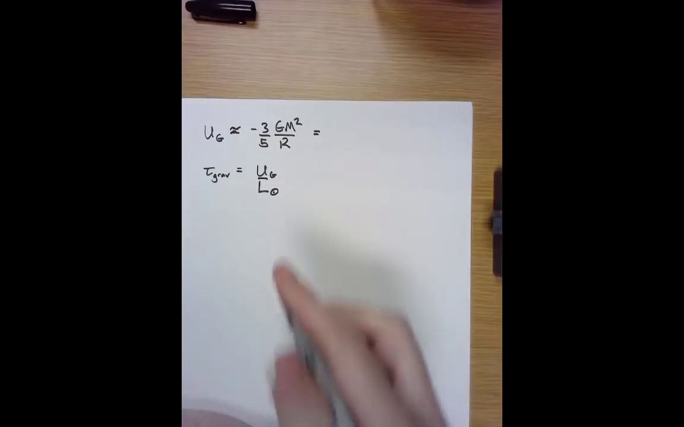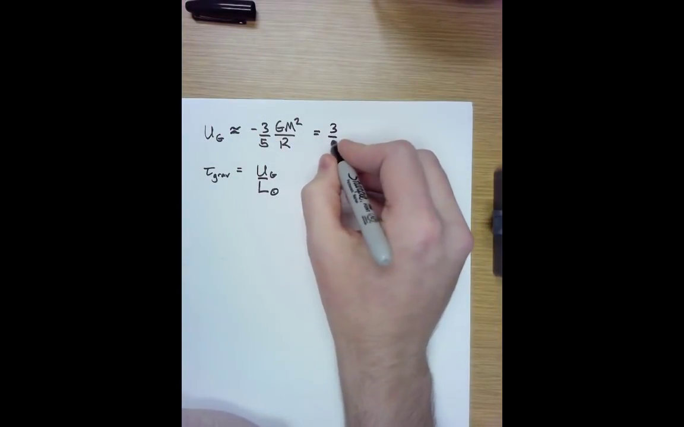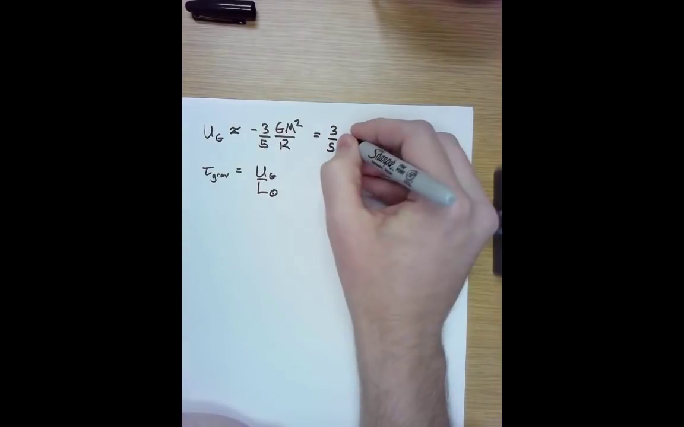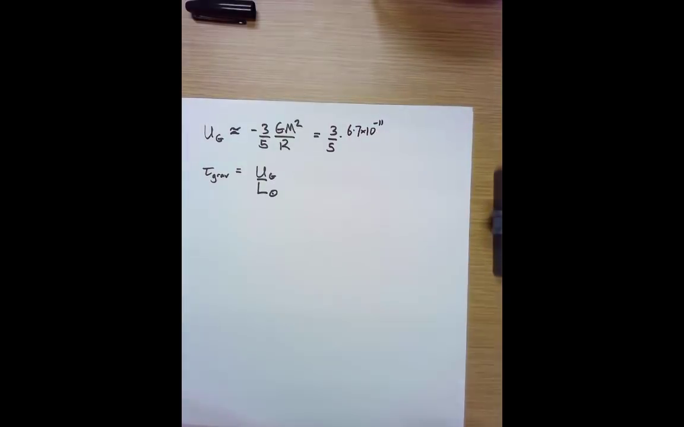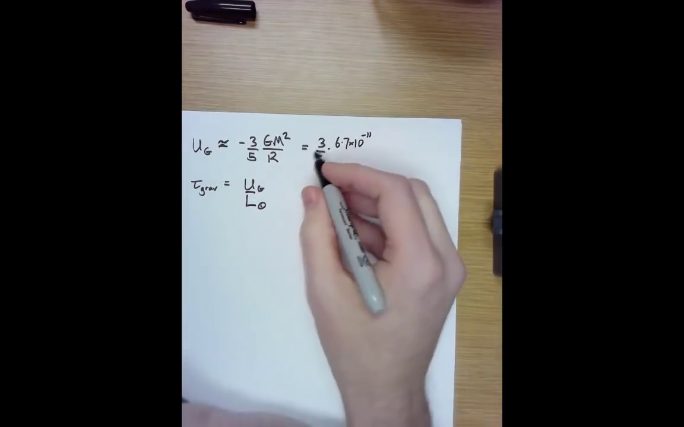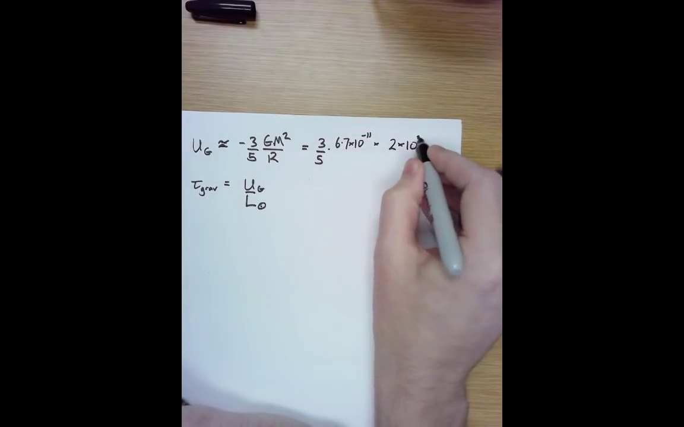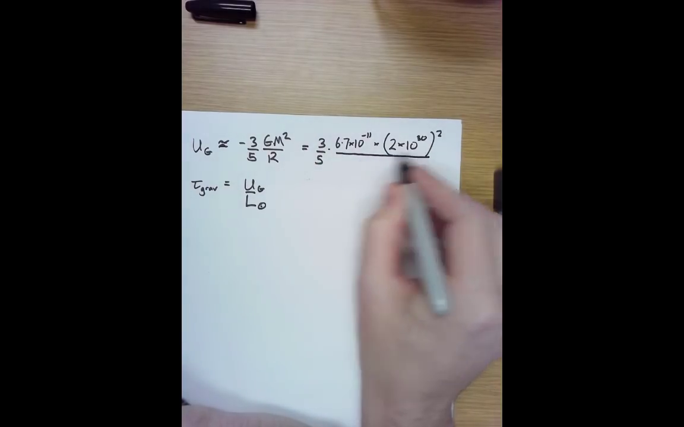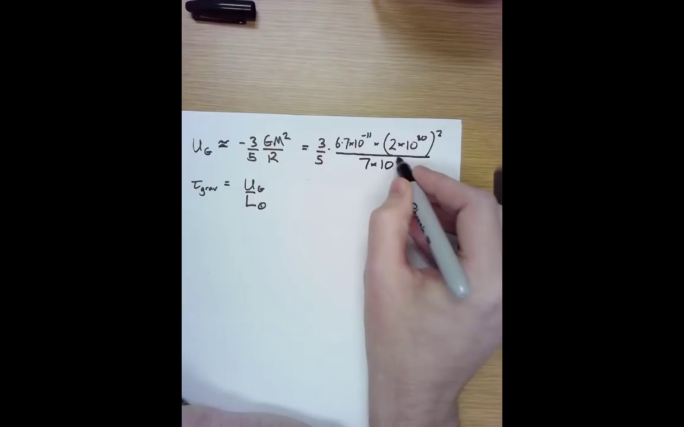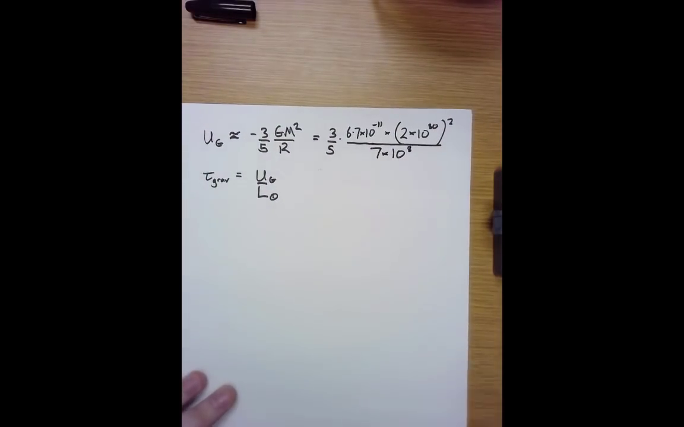Well, we're just interested in the magnitude, so the minus sign we can neglect. Big G, Newton's gravitational constant, is 6.7 times 10 to the negative 11 Newton meter squared per kilogram squared. The mass of the sun, m, is 2 times 10 to the 30 kilograms, and we need to square this. And the radius of the sun is about 7 times 10 to the 8 meters. So that's 700,000 kilometers, roughly 400,000 miles.